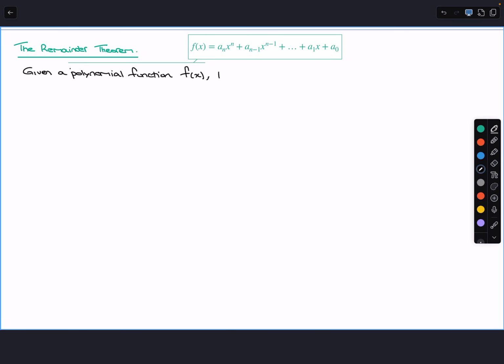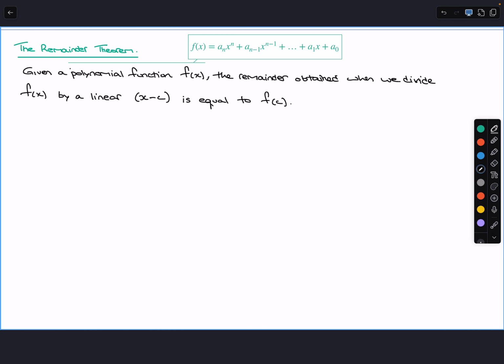The idea is the remainder obtained when we divide f of x by a linear factor of the type x minus c is equal to f of c. That's the theorem. I'll quickly showcase that with a very straight to the point example. Let me write that here. Example.